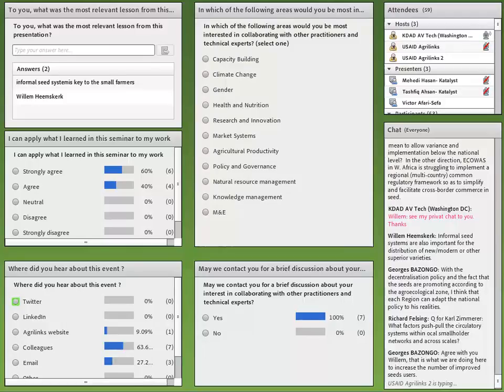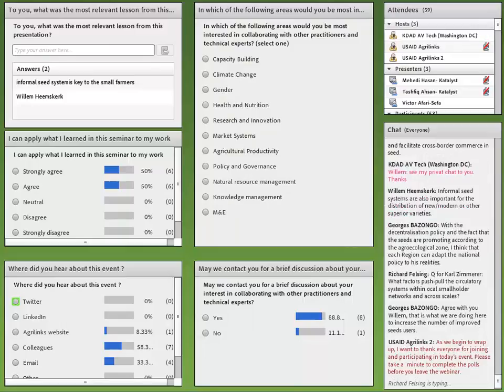Victor or the Catalyst team, do you want to jump in on that? It's hard to hear the question. It was mostly about verifying the quality of seed, where that occurs along the value chain. Does it occur?